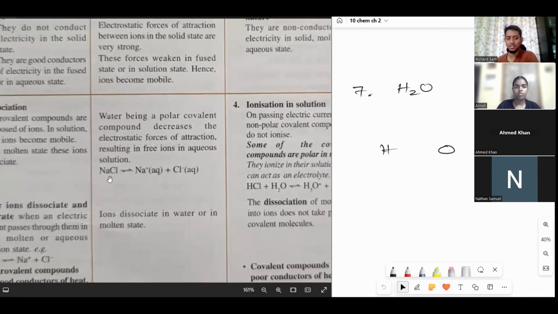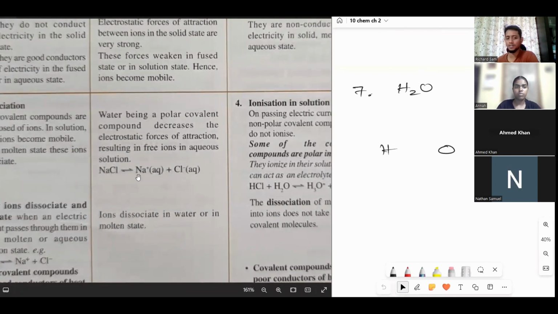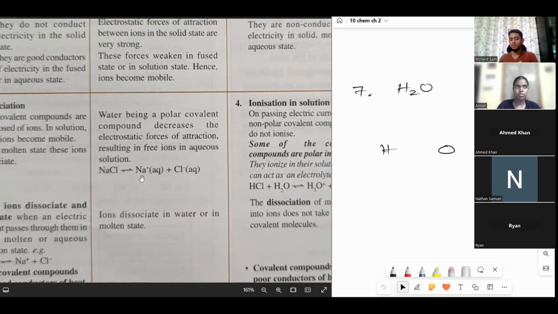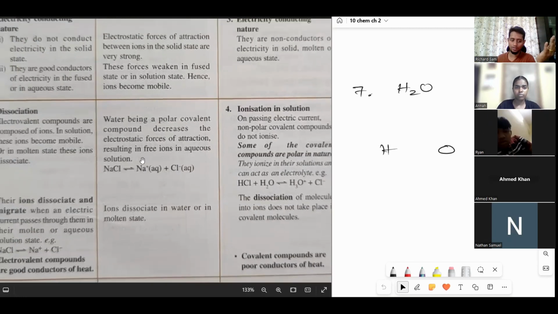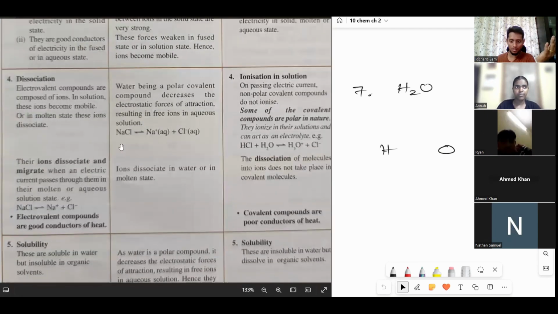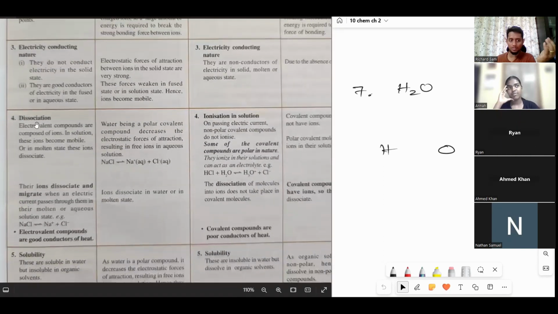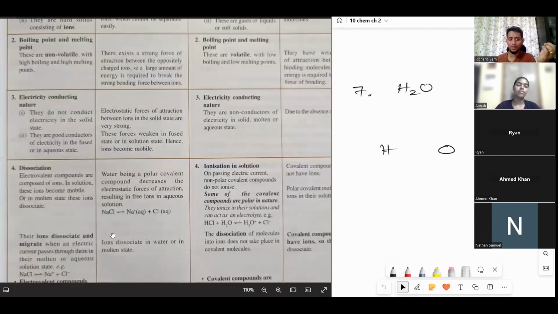So dissociation is taking place. NaCl will dissociate to form Na plus and Cl minus ions, and these ions will conduct, they will move around within that liquid. Na is positive, right? So positive will move towards the negative electrode. And the Cl, which is negative, will move towards the positive electrode. That is dissociation of the electrovalent compounds.